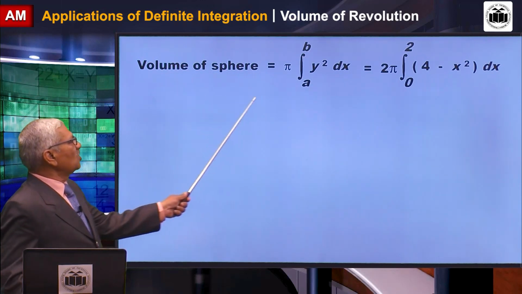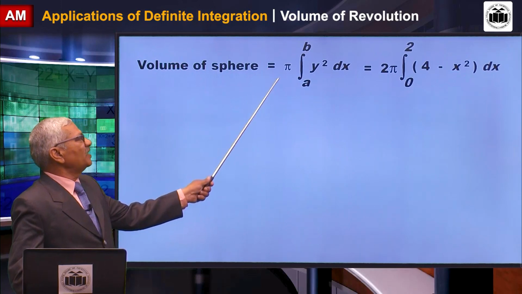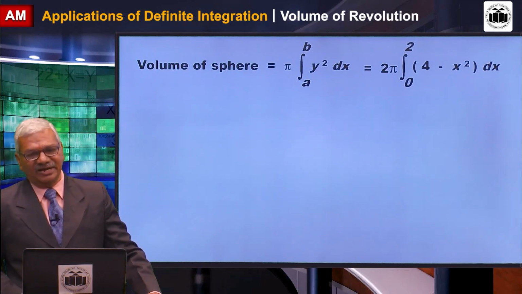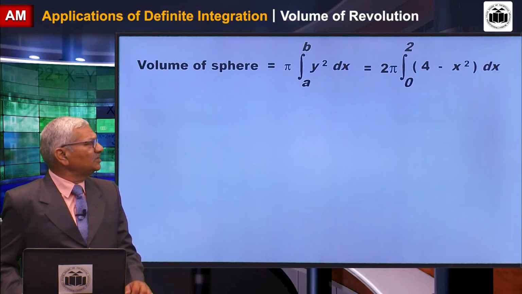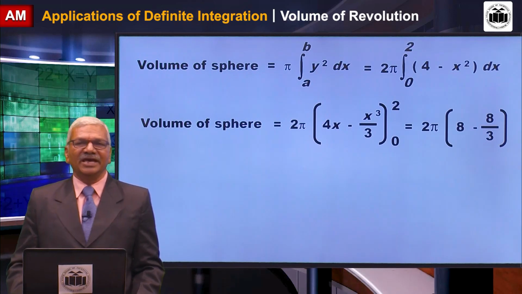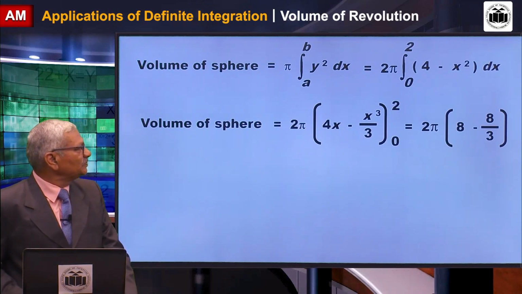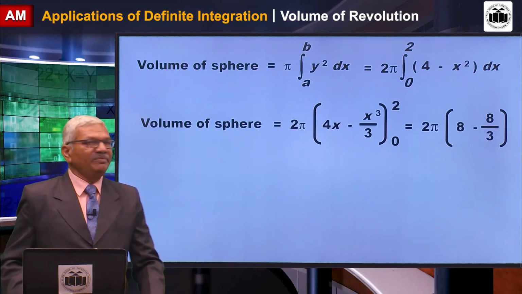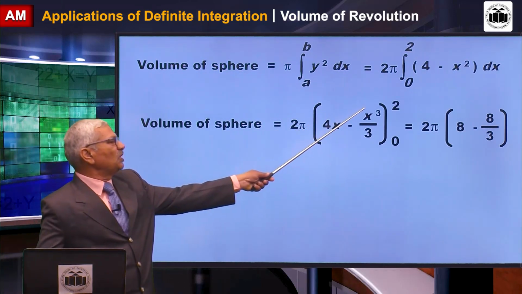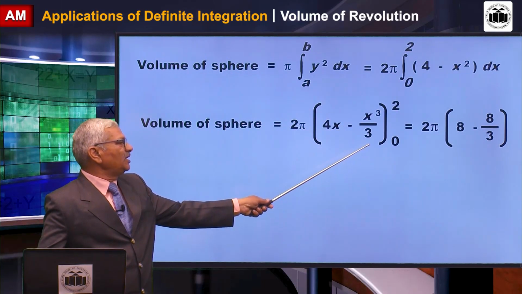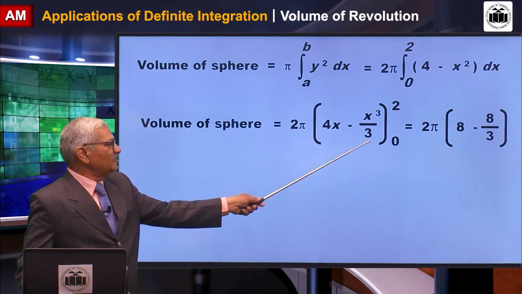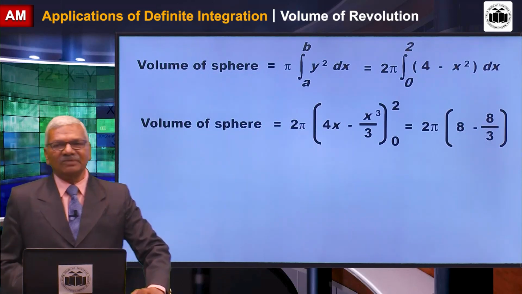Putting these values in the formula, pi integration a to b y square dx is equal to 2 pi integration 0 to 2 of (4 minus x square) dx. Now, it's very simple integration. You can find it easily. What is it? 4 gives 4x, minus x square gives x cube by 3, between the limits 0 to 2. Now what we'll do? We'll put the upper limit x equals 2 and lower limit 0, and we get 4 into 2 is 8 minus 8 by 3.